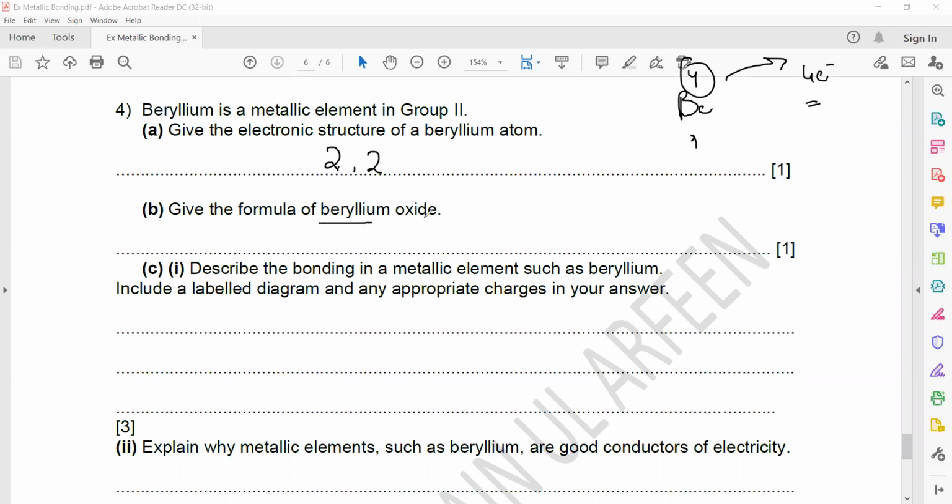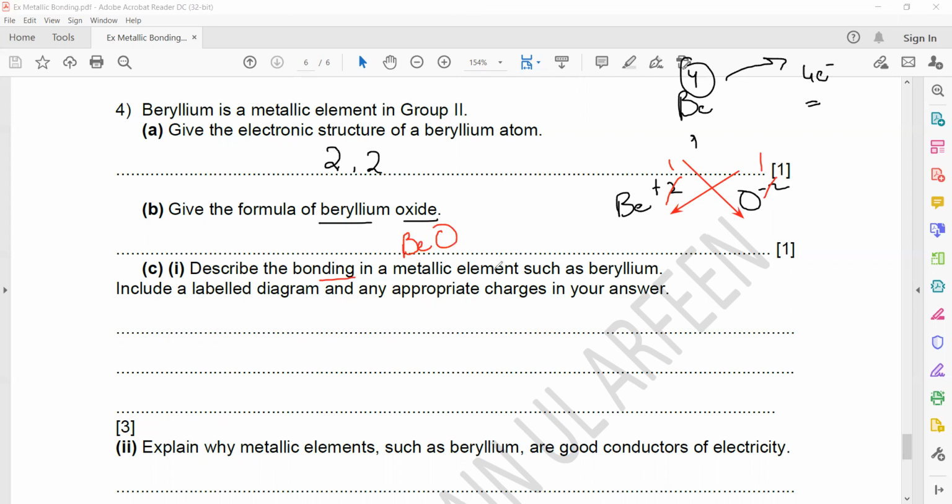Give the formula of beryllium oxide. So how do we work out beryllium oxide? Beryllium belongs to group 2, so it will be +2, and oxygen belongs to group 6, so it will be -2. Then we simplify the valency, so it will be 1 and 1. And when we cross multiply these valencies after simplification, it will be BeO, beryllium oxide.